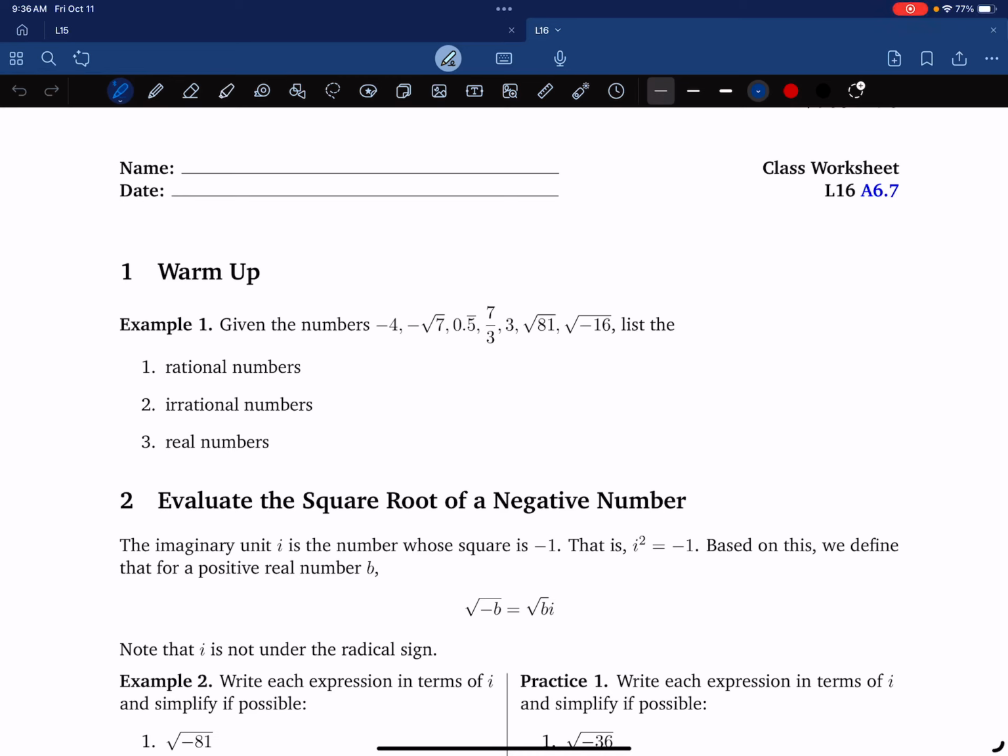Okay, so today we will talk about a new kind of number, but let's start with the warm-up activity. Example 1, given the numbers, you have these numbers, list the rational numbers, irrational numbers, and real numbers.